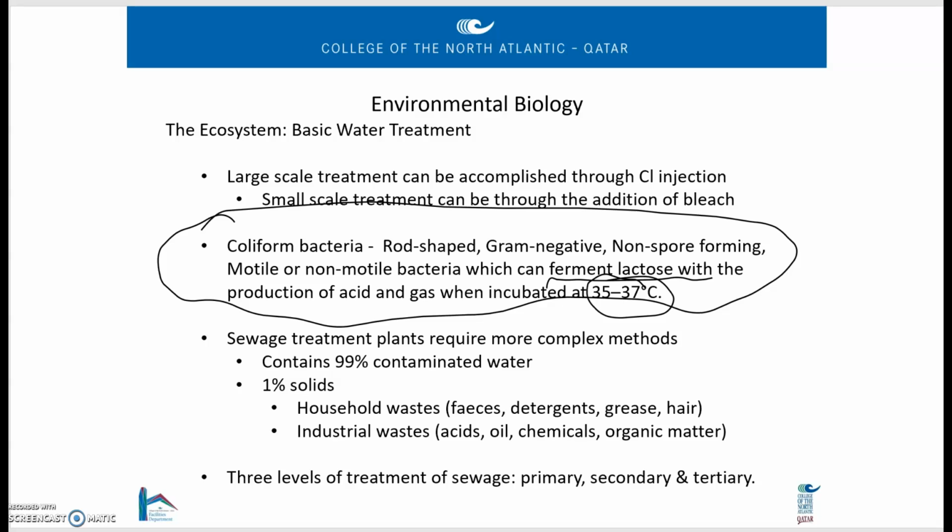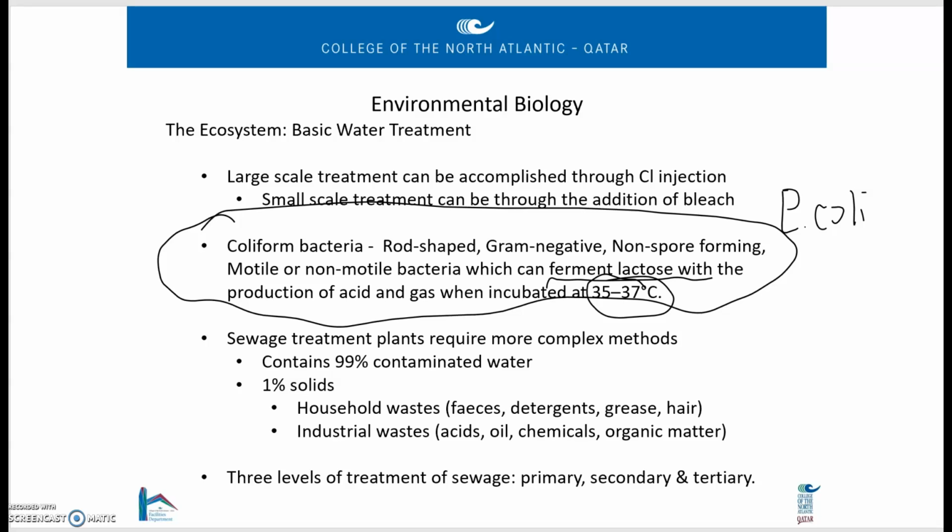If you find coliform bacteria in your drinking water, you're quite likely, above a certain level that is, to get sick from it. And a very typical species of a coliform would be E. coli. So Escherichia coli is a typical coliform bacteria.